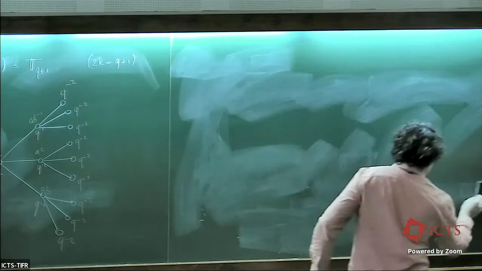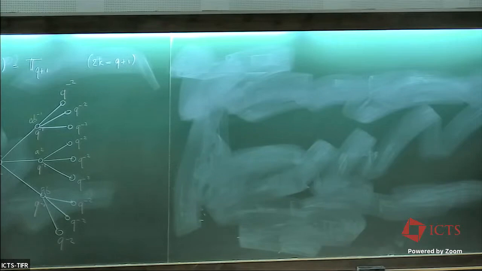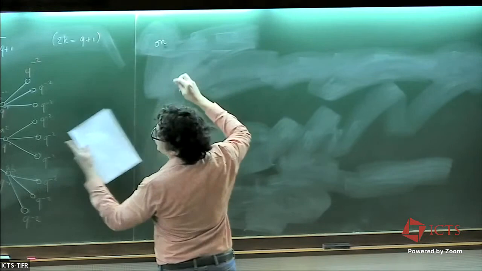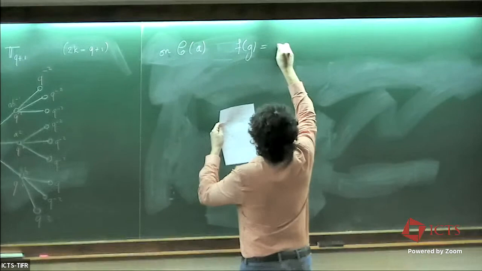Okay, by the way, let me tell you precisely what the recipe is. We know that on the cylinder of A, so everything starting with A, we have f of g equals q to the minus norm of g plus 1. So this is okay.